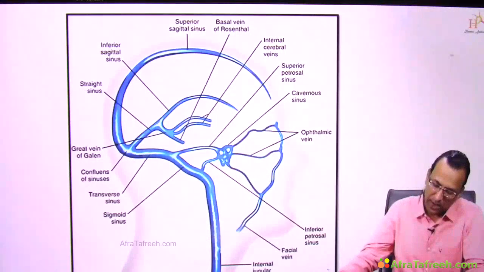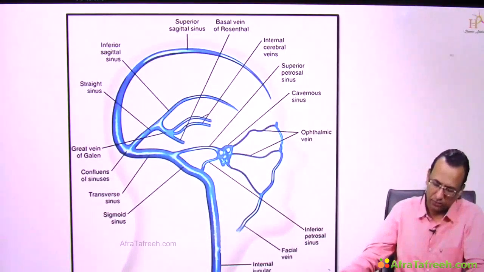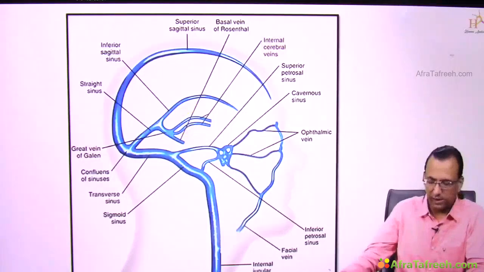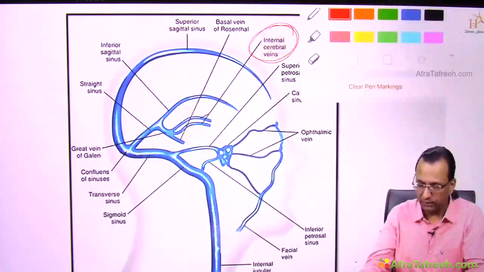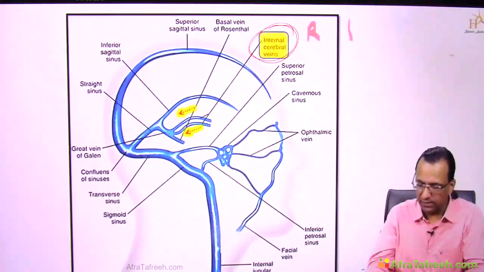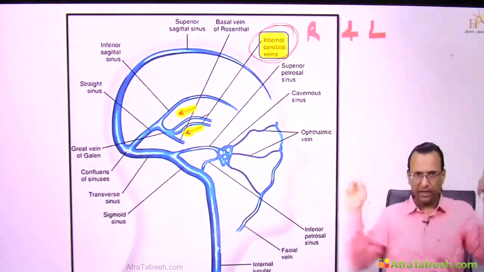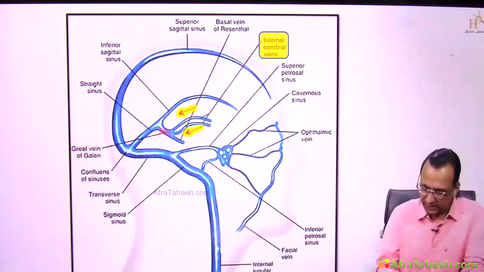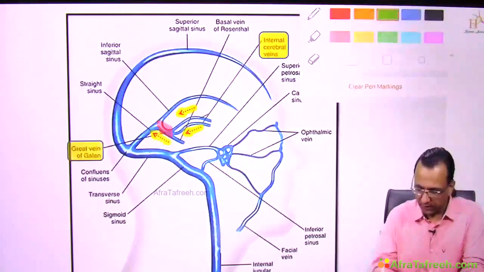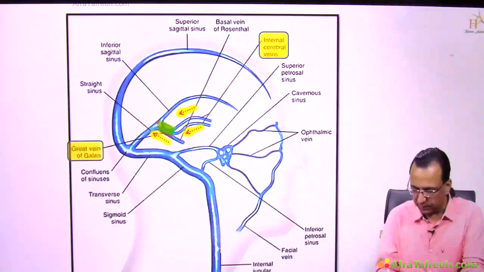So this is the diagram which we have seen already. Yes, but you see it again. And these are the two internal cerebral veins, one on the right side and one on the left side. They go around the brainstem and behind the brainstem, and then they join to form the great cerebral vein of Galen. So this is the great cerebral vein of Galen.